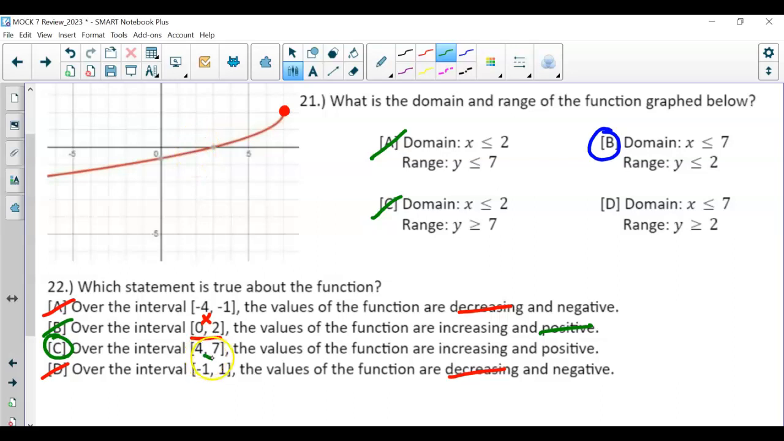We're looking at the x values from 4 to 7. So we're looking at this portion here of the graph. Notice how this portion, the y values are above, in the positive, which matches. So the answer is C.